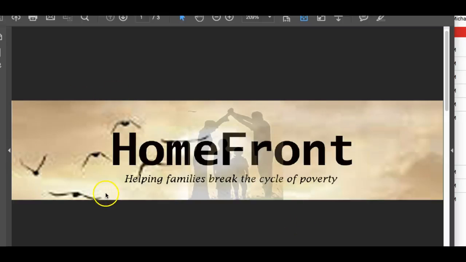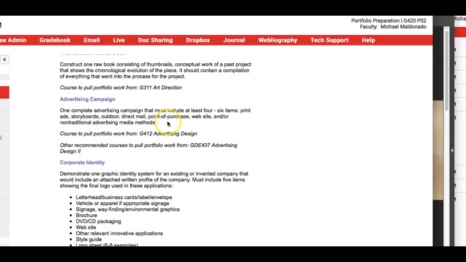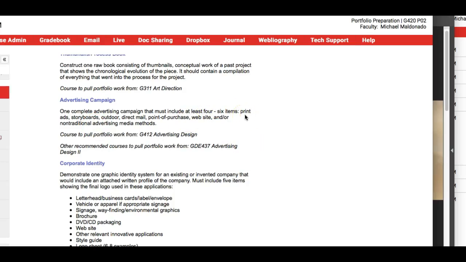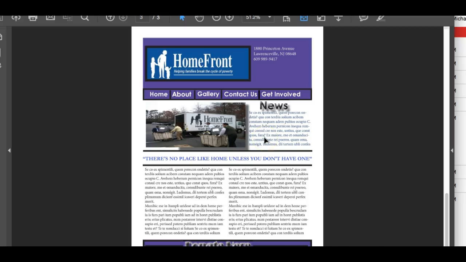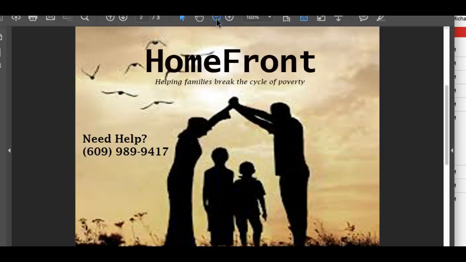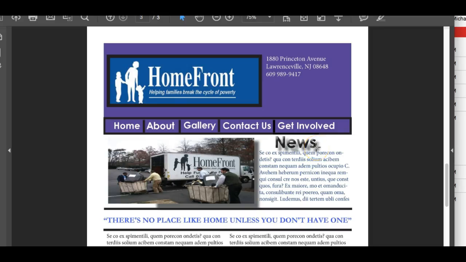So I'm looking at your Home Front advertising campaign, and I jump back here to week one, determining and defining your work. I just want to take a look at the parameters of what the advertising campaign is looking for. It's one complete advertising campaign, and that includes 4 to 6 items: print ad, storyboards, outdoor, direct mail, point of purchase, website, and/or non-traditional advertising media methods. So we come over here, and we only have 3 pieces here. So this wouldn't be a complete campaign. So I'd like to ask you to include the other 2 pieces.